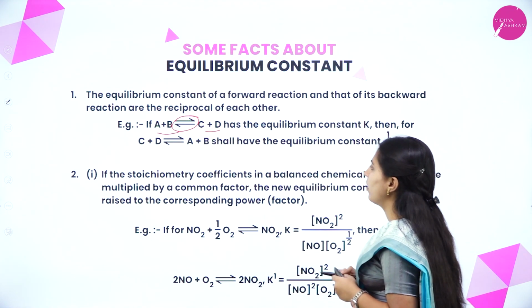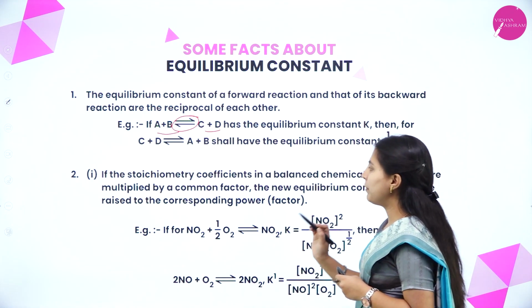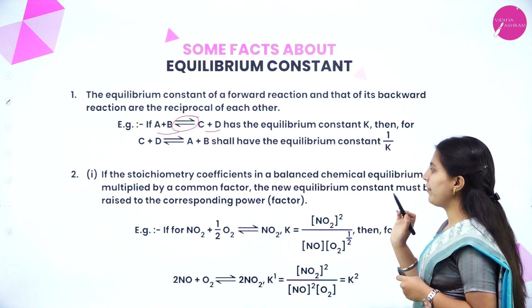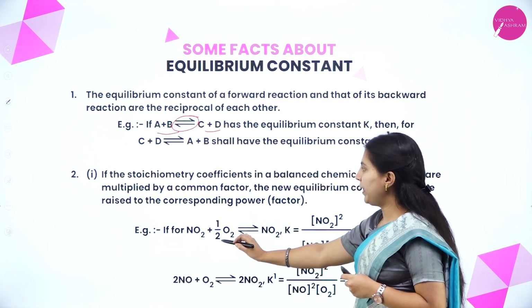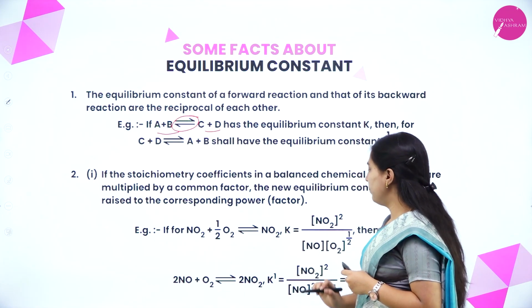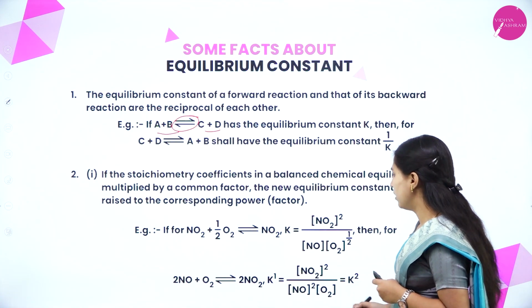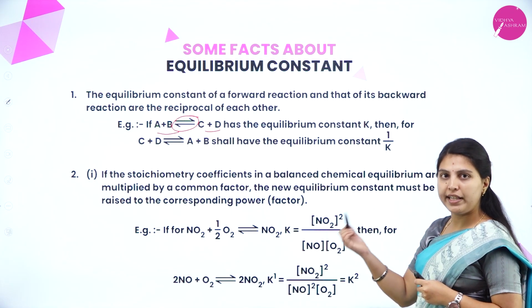If the stoichiometric coefficients in a balanced chemical equilibrium are multiplied by a common factor, the new equilibrium constant must be raised to the corresponding factor or power. If it is multiplied by some common factor, then the power will be changed. See here, 2NO, the power will be changed or raised.